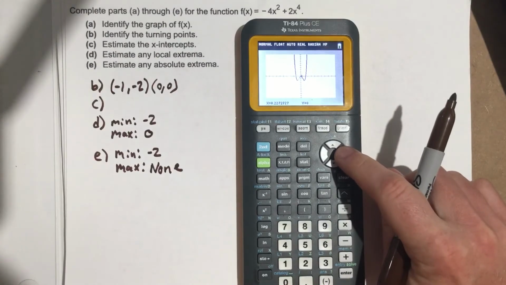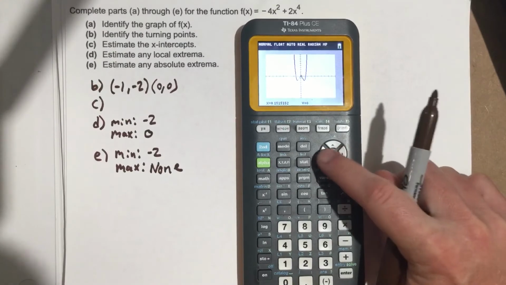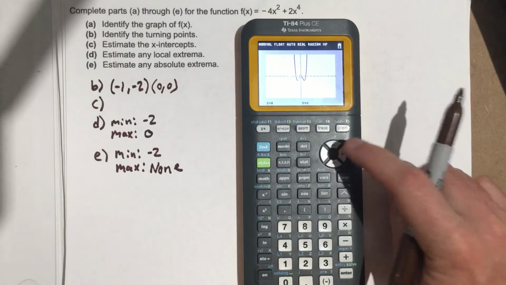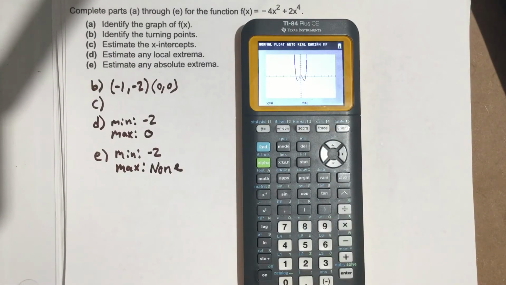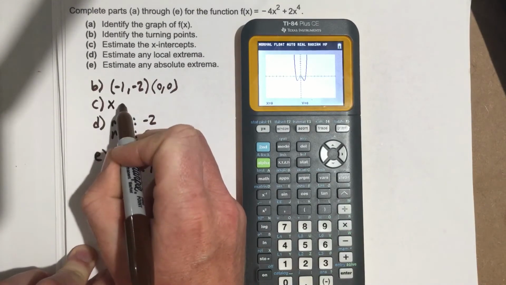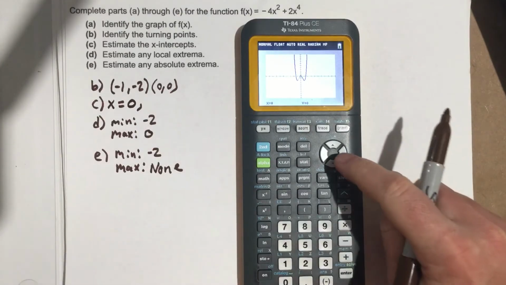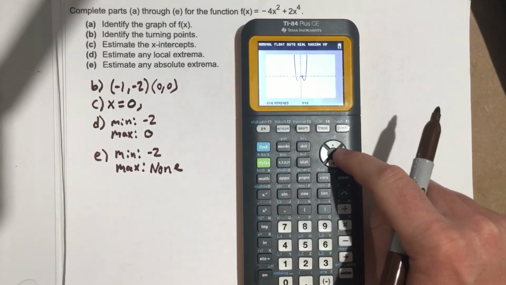And by the way, that does touch the x-axis there, so that's obviously an x-intercept, so that's one of our x-intercepts as well. So we're going to say x equals 0 for one of the x-intercepts. So we got a lot done with that maximum there.